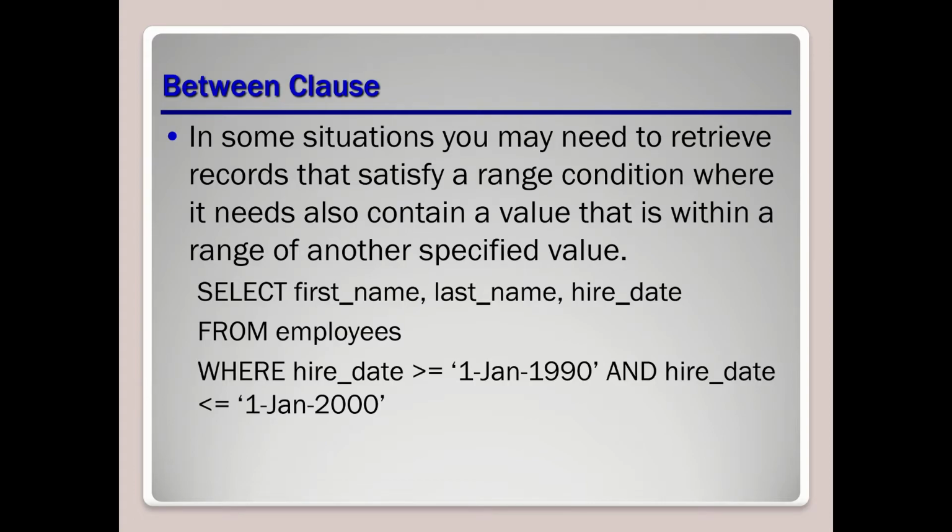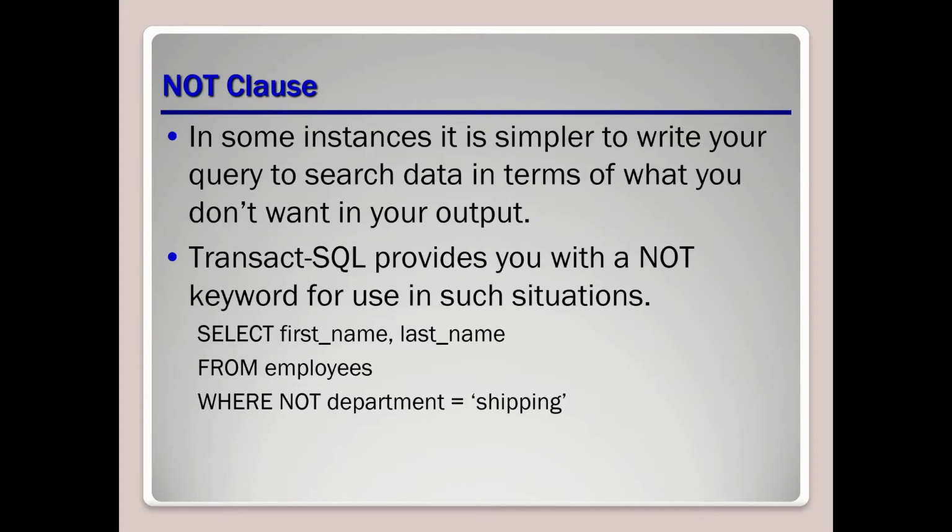So here we talk about the between clause. In some situations, you may need to retrieve records that satisfy a range of conditions, where it needs to also contain a value that is within a range of another specified value. So select first name, last name, hire date from employees where hire date is greater than or equal to 1/1/1990, and hire date is less than or equal to 1/1/2000. So here this is going to be searching in between those two dates.